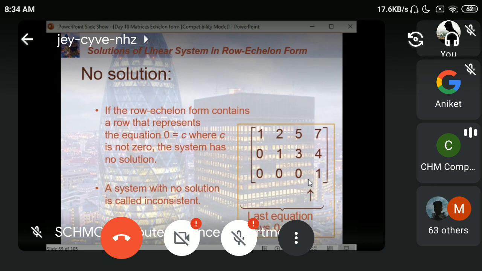So if you get such an augmented matrix after elementary operations, or your row echelon form is in this form, then we say there is no solution and we call it inconsistent equations. So if the row echelon form contains a row that represents the equation 0 equal to c, where c is any non-zero value, the system has no solution. Please take note of this.